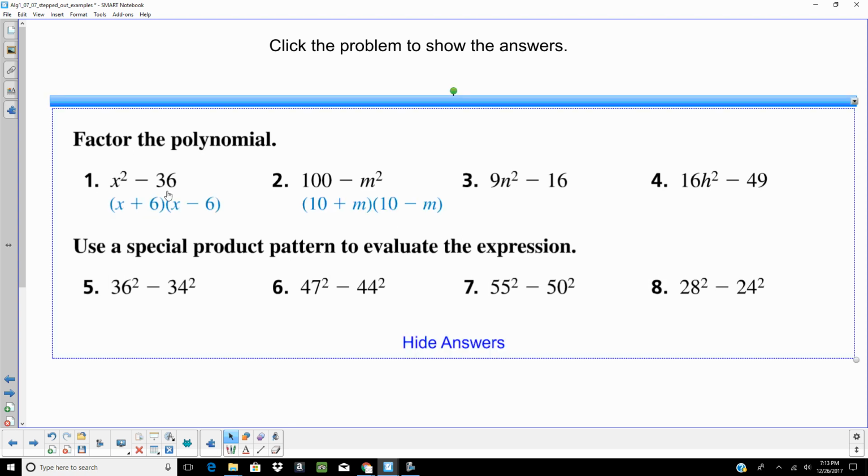Yep. 36, the square root is positive 6, negative 6. Think of that as 10 squared. So (10 plus m)(10 minus m). And the order does matter. You can't have m minus 10. 9n squared, think of that as 3n quantity squared minus 4 squared. So (3n plus 4)(3n minus 4). Then (4h plus 7)(4h minus 7).